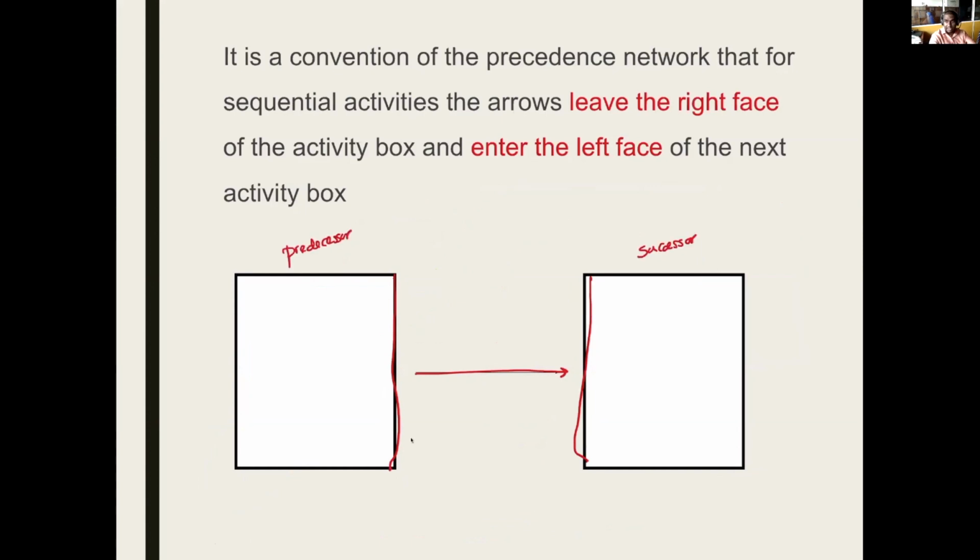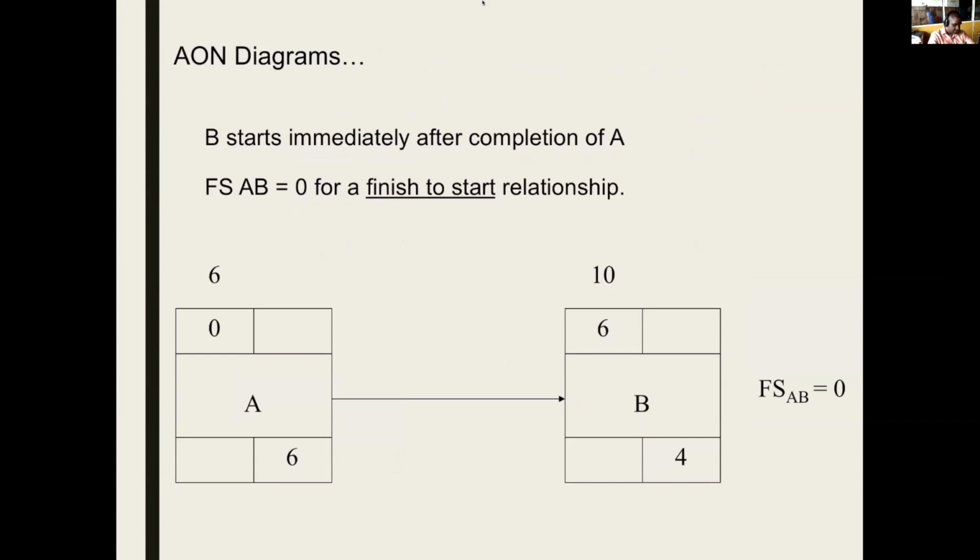So finish to start, let's say with a lag of 2 days. In that case, we write 2 here because the activity duration, we draw it like this, activity duration is here. We don't need to write activity durations in the arrow because this is an activity itself. Earlier case, the arrow was the activity, so the arrow had to have a duration. Here, we don't need a duration for the arrow. Here, we can mark leads and lags. That is the concept. So let's work out some examples.